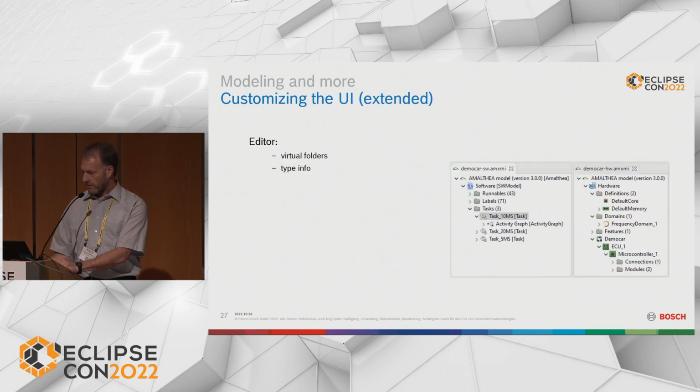What we then did is we extended the UI with some real extensions in the Edit and Editor plugin. We provided virtual folders here, these gray folders with the number of elements in that collection. Otherwise, the standard would be all containments in a flat list below the project, so that was a little bit more useful for us. We have some type info we can show. So this is a task, this is an activity graph, this is the software submodel, something like that.